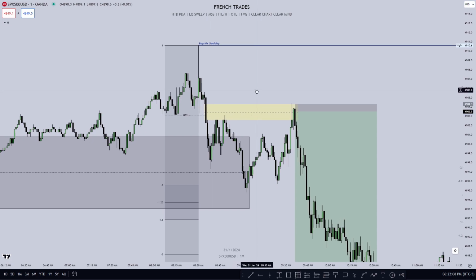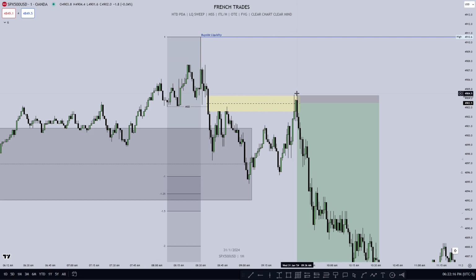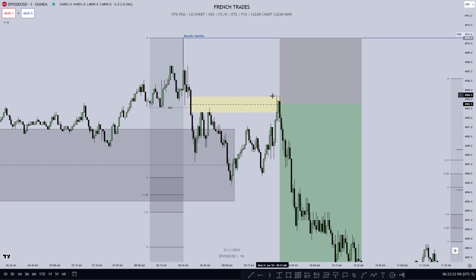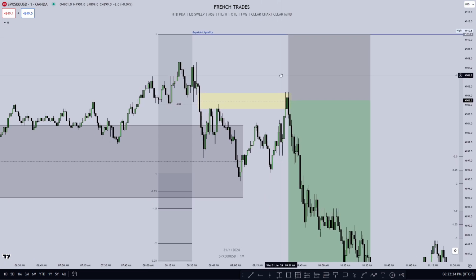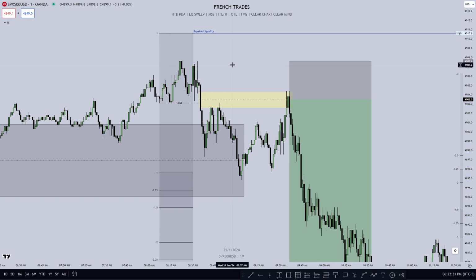What I had in plan was, okay, what's a protected high that would not be broken if price really wanted to go up to this liquidity point? It would be this high. So notice how it's not this buy side, because if we really wanted to go up, we would just break through this fair value gap. So this is now my protected high, and it's also lined up with equal highs, so that was fine.